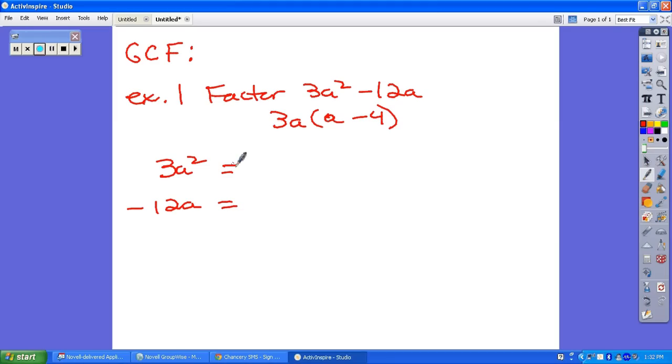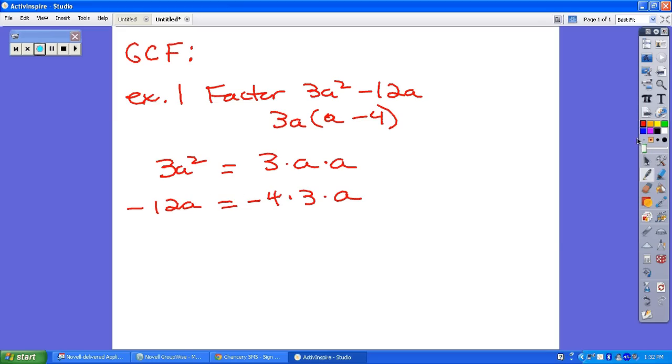So what I'm going to do is I'm going to break up 3a squared into 3 times a times a. Now I'm going to break this up into negative 4 times 3 times a. All right, and so if you notice, if you do 3 times a times a, that's 3a squared. And then negative 4 times 3 times a is a negative 12a.